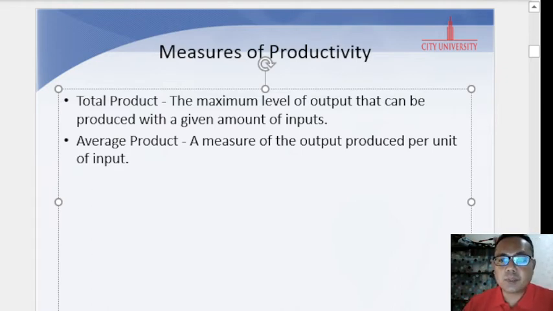So the average product of an input is defined as the total product divided by the quantity used of the input. In particular, the average product of labor is total product divided by the quantity of labor. Okay, you can see, for example, this.